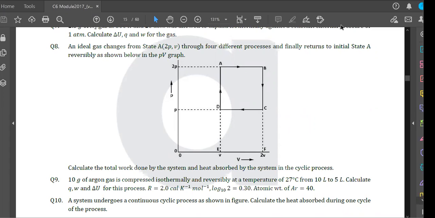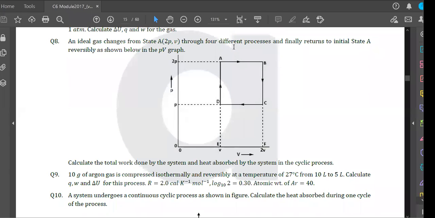We just calculated V using PV is equal to nRT and put in the formula. That's it. That's what we did. Okay, 8 to 10. Everyone, 8 to 10. Any other problems? Tell me, 8 to 10.